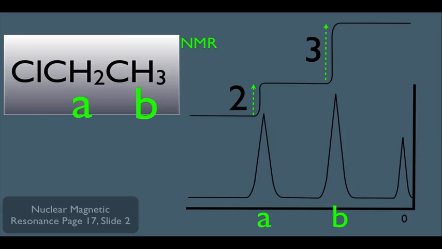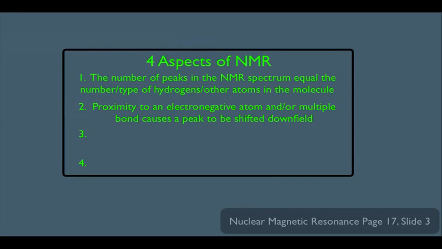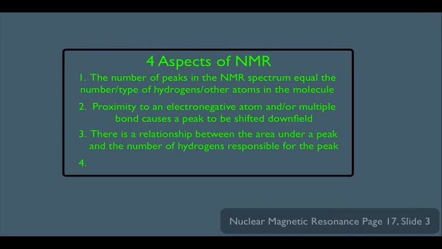Now, you might be wondering, who cares? Well, what you're going to see a bit later on is how this is going to help us determine structure. This is actually a big deal. All I care about now is that you understand this relationship. We'll learn how to use it later. So that is our third aspect of NMR. That is, remember, there is a relationship between the area under a peak and the number of hydrogens responsible for that peak.